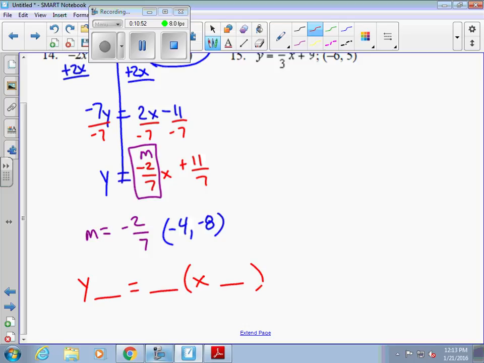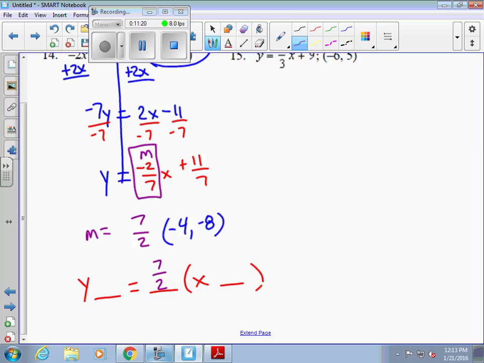Negative meaning the sign changes. So it's no longer negative 2 over 7. It becomes positive. Reciprocal means it flips. So it's no longer positive 2 over 7. It becomes positive 7 over 2. That is what it means to be a perpendicular line. Therefore, in place of m, 7 over 2 goes there, not negative 2 over 7, perpendicular.